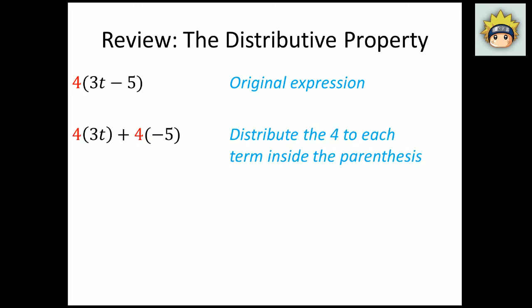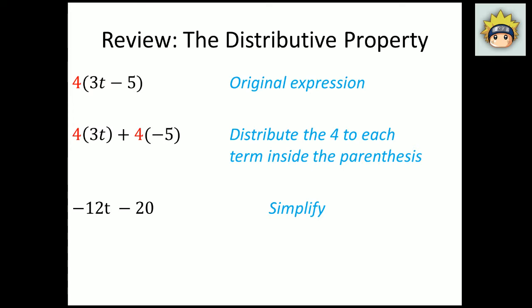Next, let's review the distributive property. If I have 4 parentheses 3t minus 5 close the parentheses, which is my original expression, let's do the distributive property. The distributive property is a way for you to get rid of the parentheses by distributing that term on the inside. Do you see how 4 is distributed to each term inside the parentheses? So 4 is going to be multiplied to 3t. Then 4 is going to be multiplied to negative 5.